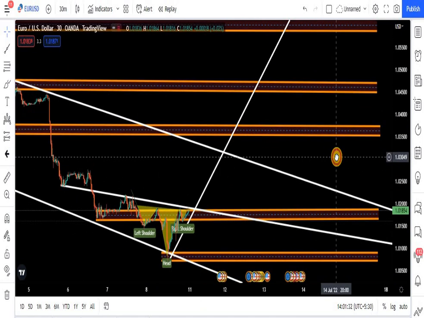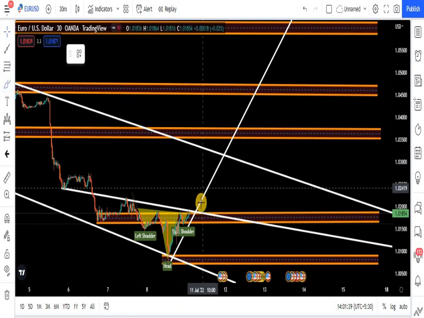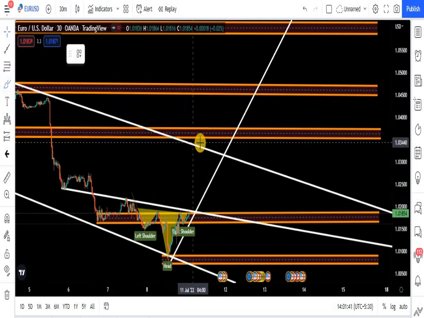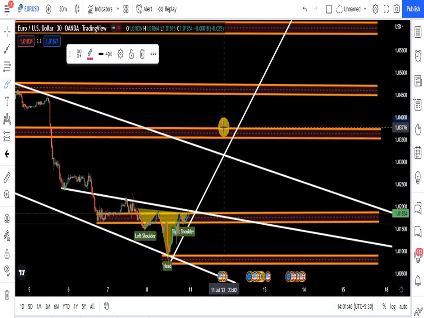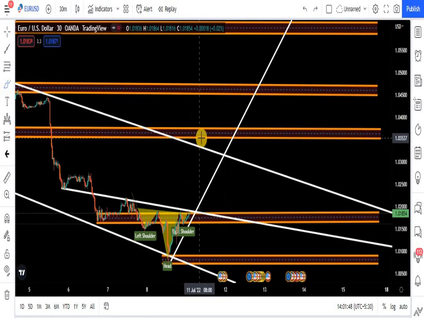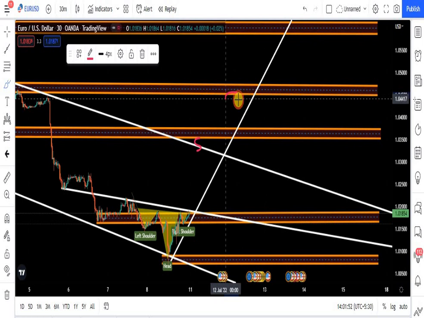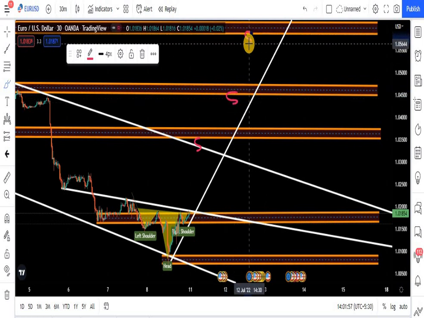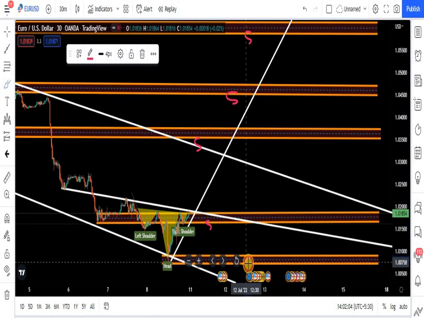Now we go for the major important areas for buying and selling. First we go with the sell zones. The first sell zone is near this area, the second is this area, the third is this area. If you are able to see some rejection in those areas, it is a very good sign. So always wait for some rejections.